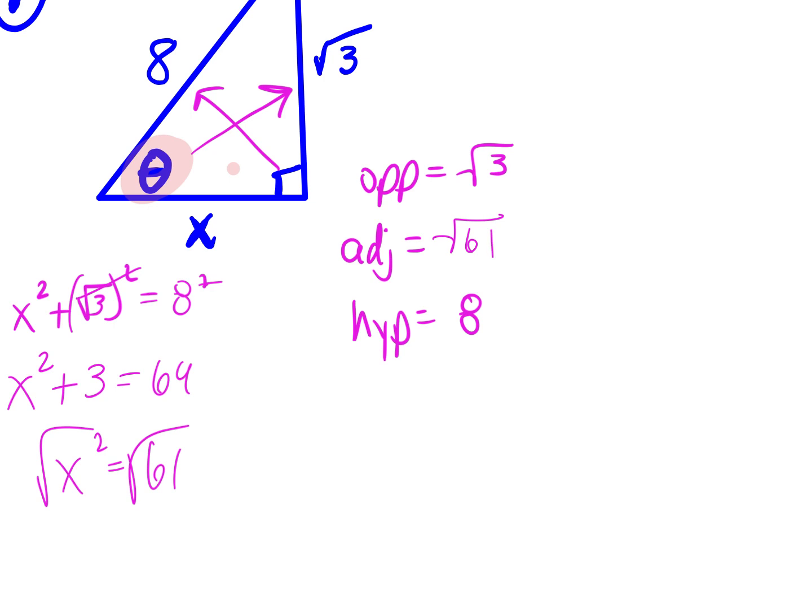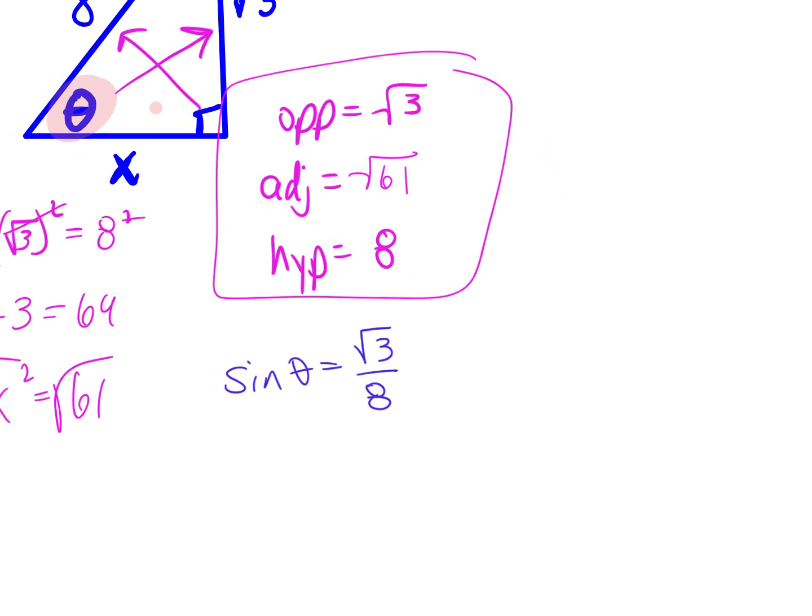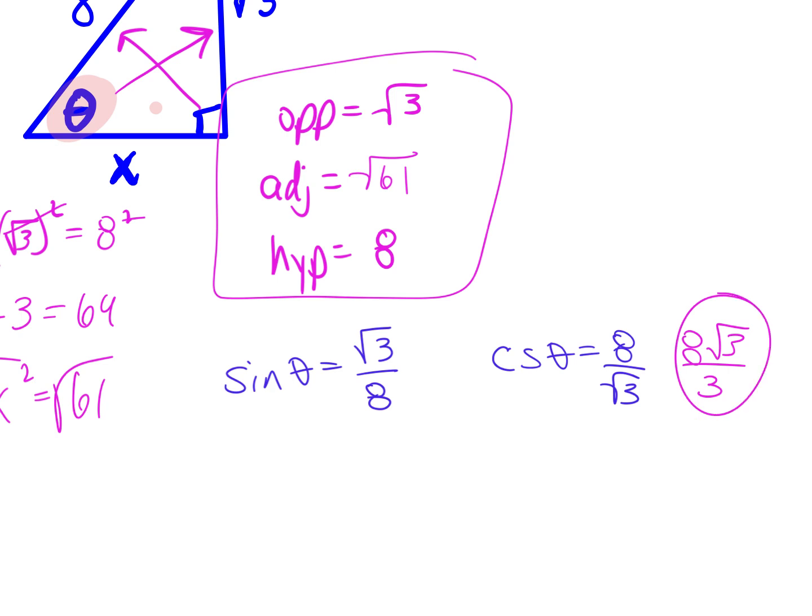Always check to see if your radicals break down. If they do, fantastic. Simplify them. If they don't, just leave it. But now let's find our trig functions. I have the sine of theta is going to be the square root of 3 over 8. My reciprocal is cosecant. That's going to be 8 over the square root of 3. You can leave it like that for Webasine, but you need to rationalize on a quiz or a test. So it's 8 radical 3 over 3.